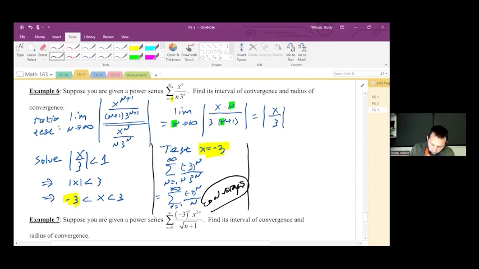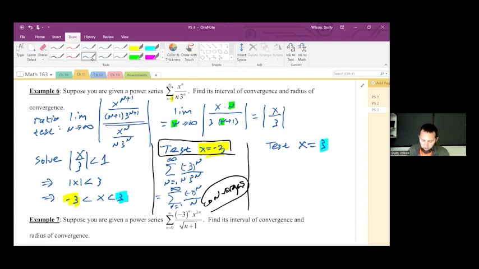So now, that was when we tested x equals -3. Now we're going to come through and test at +3. So let's test x equals +3. And so again, to do that, we just substitute x equals 3 into this original summation.